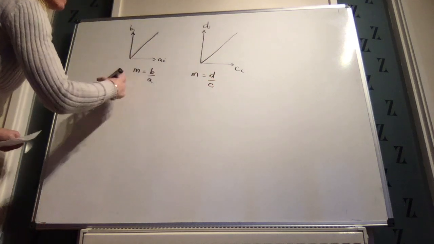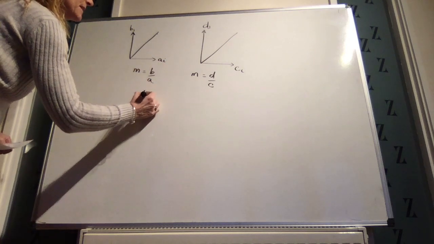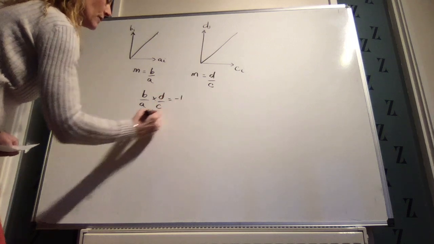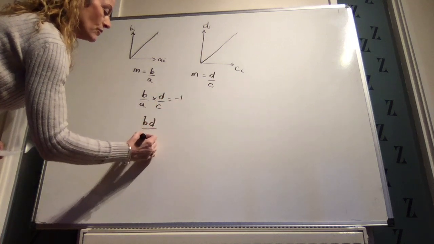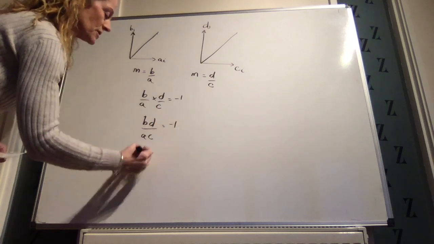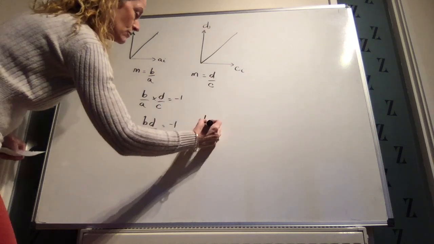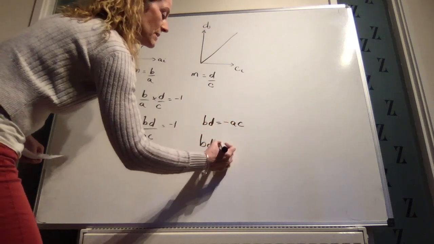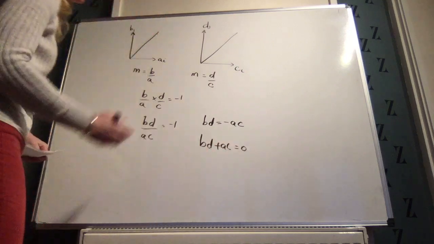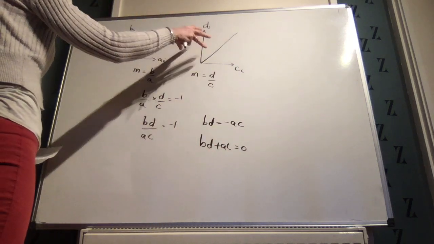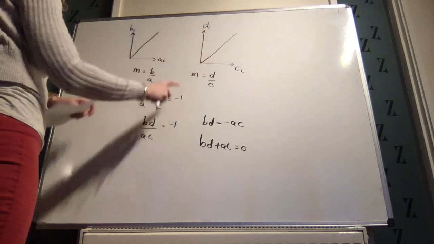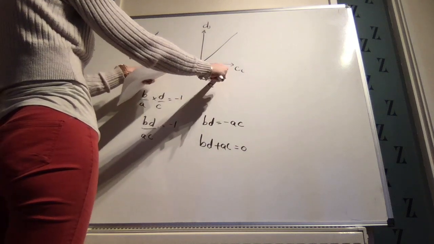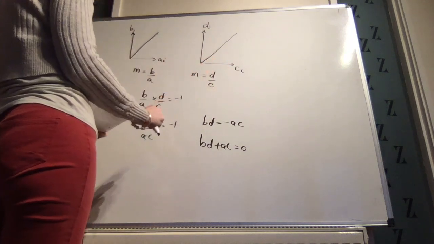So what we're saying is if those two lines are perpendicular, then b over a multiplied by d over c is equal to -1, giving you tops by tops, bd over ac is equal to -1. Multiply across by ac, giving you bd is equal to -ac, or bd plus ac is equal to 0. Now that's important. If two vectors are at right angles to each other, the product of their two vertical components plus the product of their two horizontal components has to give you 0.